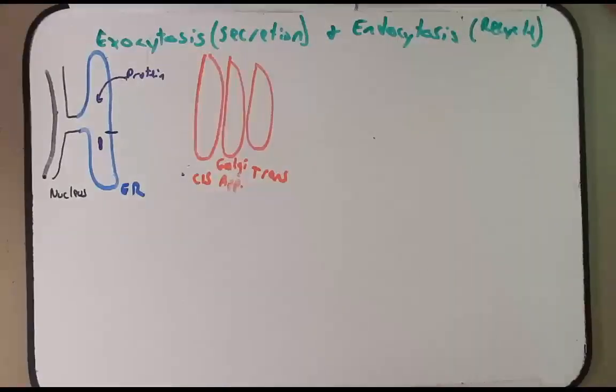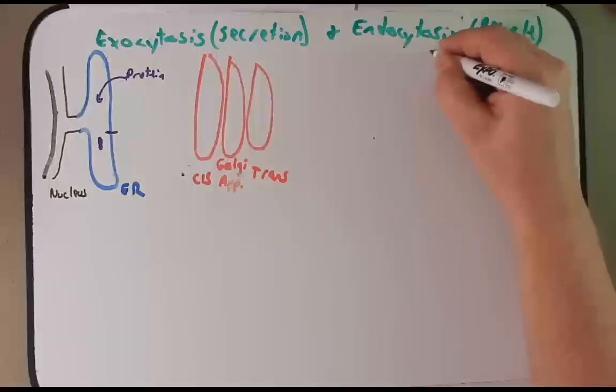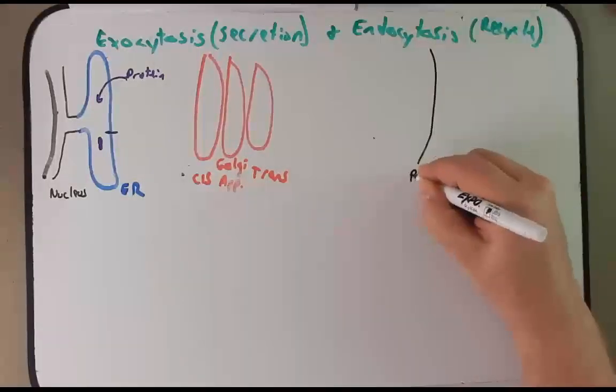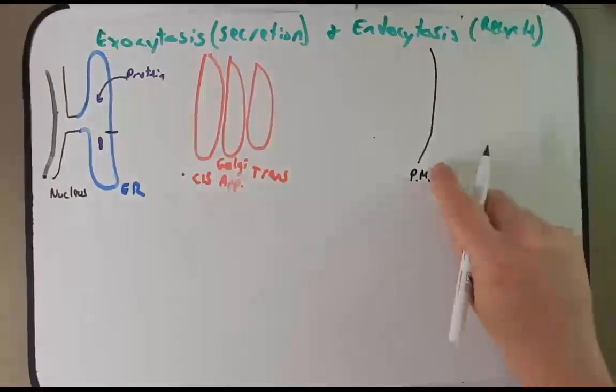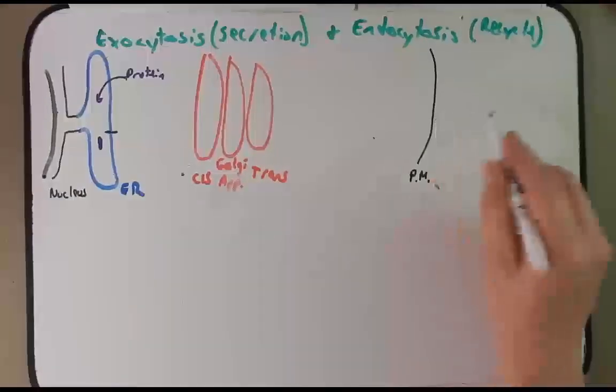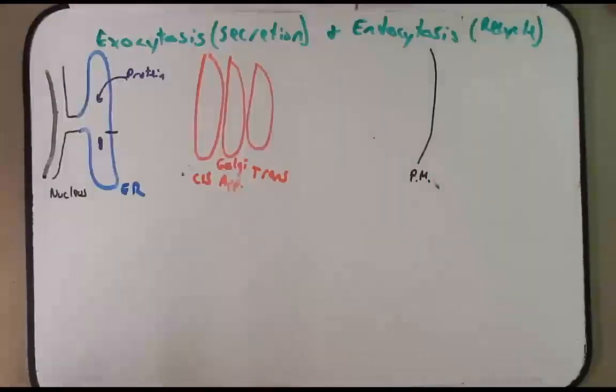Now ultimately, remember, we want to get this protein all the way to the outside of the cell. So this is our plasma membrane, just abbreviated as PM. But we want to get that protein out here. So how are you going to get this protein that is in the ER all the way over here?